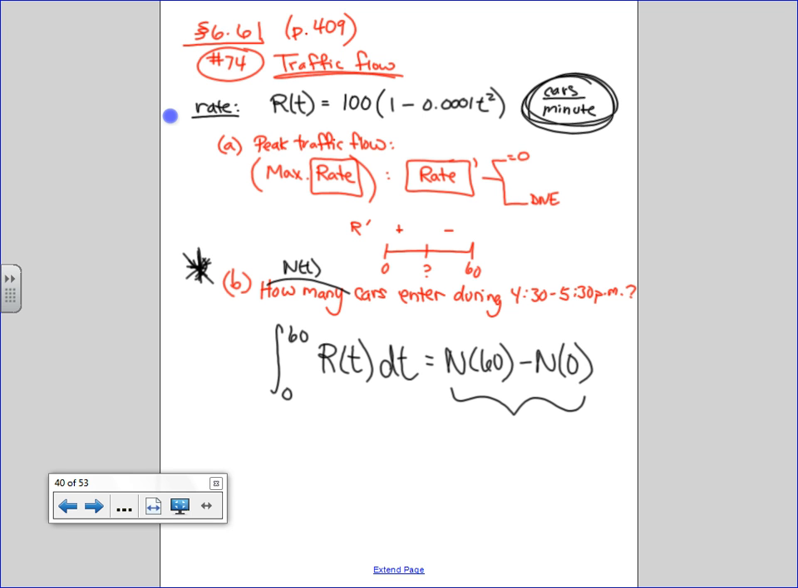It doesn't tell me how many are on the freeway. I have to know an initial number to start with. But it will tell me the change in. And that is the main application of integration. Given a rate, given a derivative, being able to go back and say, what is the change in? That's all possible from FTC.